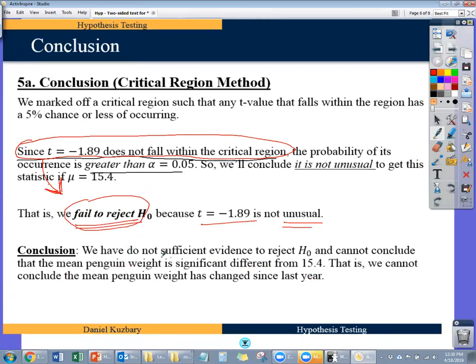So our conclusion is going to be we don't have sufficient evidence to reject H0 and conclude the mean penguin weight is significantly different. That should say significantly different from 15.4 kilograms. That should say kilograms. That is, we can't conclude the mean penguin weight has changed since last year. So this is the nice sentence: we don't have evidence to say the mean has changed. We're not going to say the mean is still 15.4, but the data doesn't suggest it's changed significantly. So we can't reject the null hypothesis.